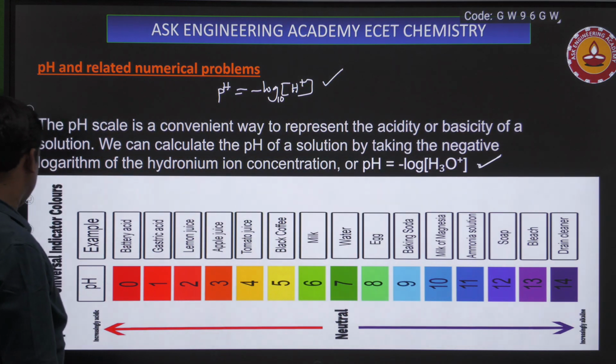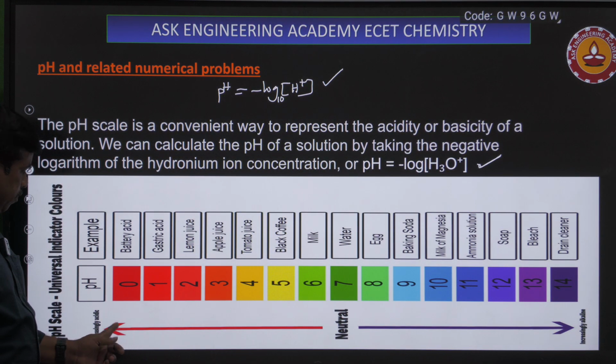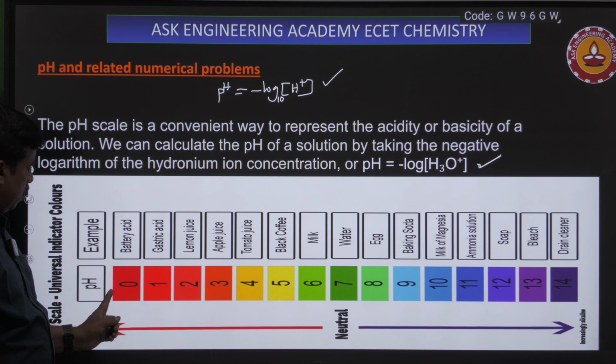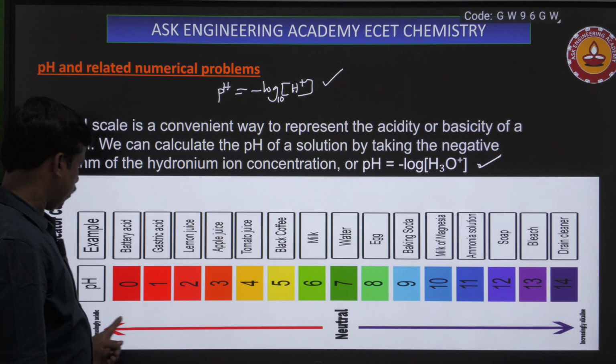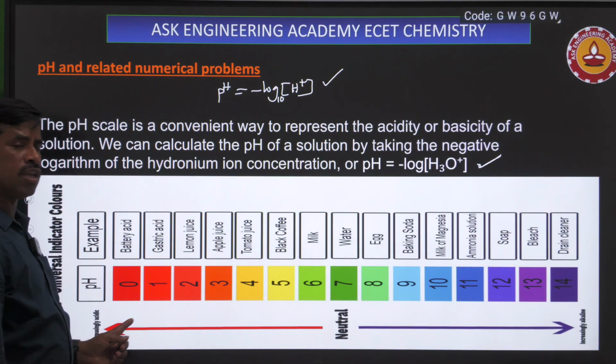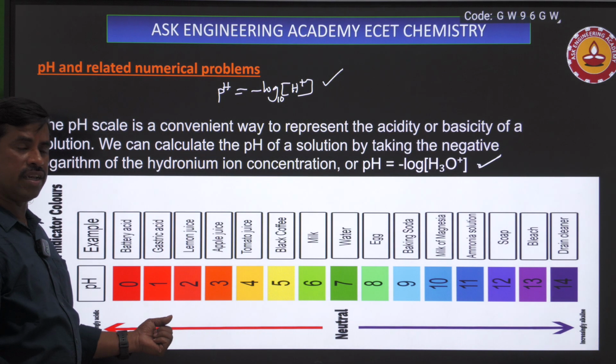Here I am giving a few points on the pH scale. In between pH 1 to 7, what are the chemical substances that act as acidic in nature?